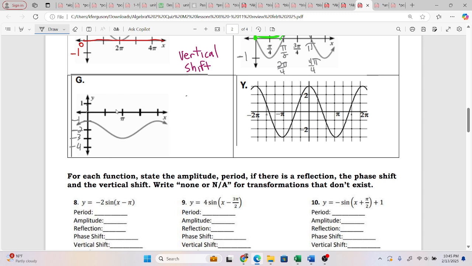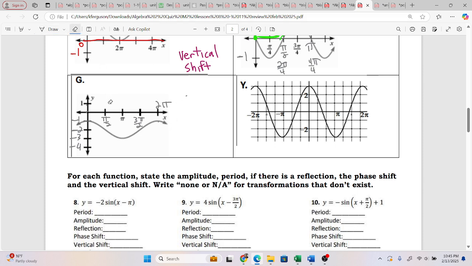Right here is pi. So then that means this is halfway going. So that's half pi. And if this is a half of pi, and then this is pi, then this will be 1.5 pi, or 3 pi over 2. And then finally, this will be 2 pi right there.